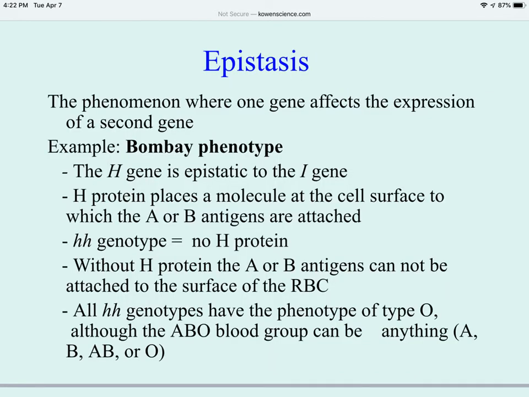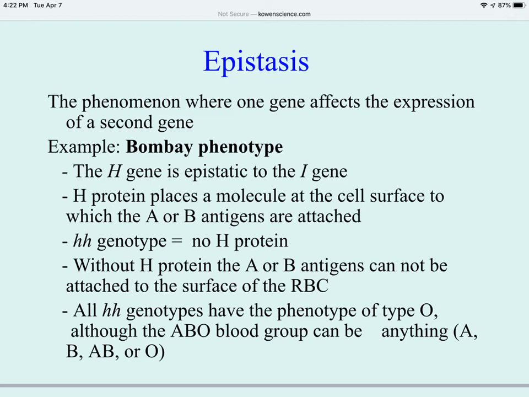So there is an unusual condition that can exist in blood type. This is an epistatic condition where another gene affects the blood type that's expressed. And so it's the H gene that is epistatic to the I gene, which gives the blood type. And the H protein is on the cell surface just like the A or the B antigens are on the cell surface of the blood cells.